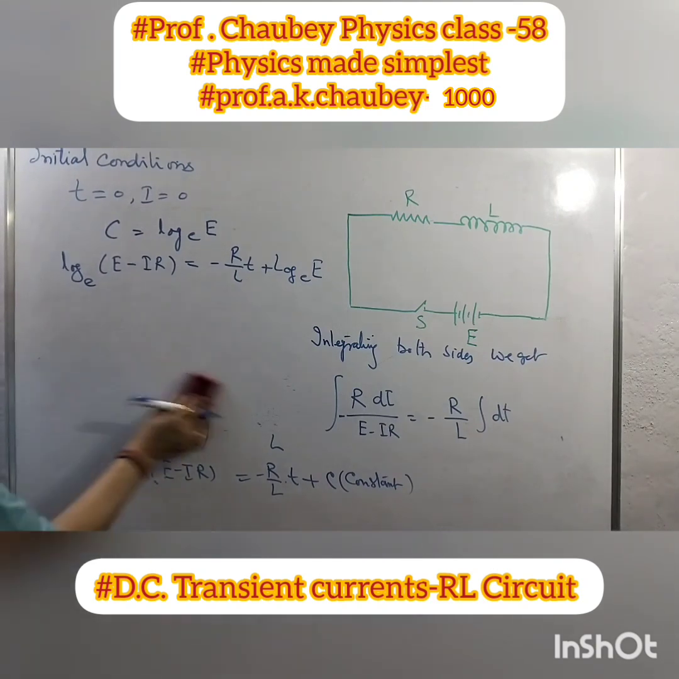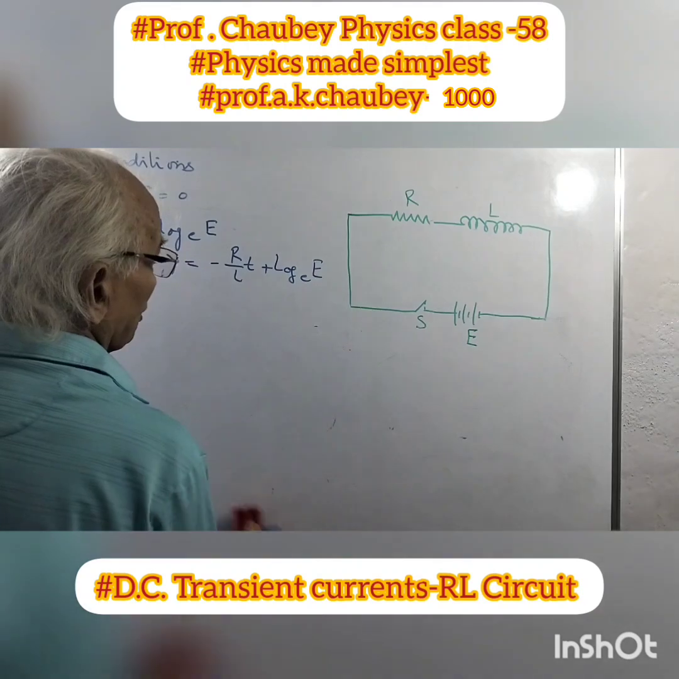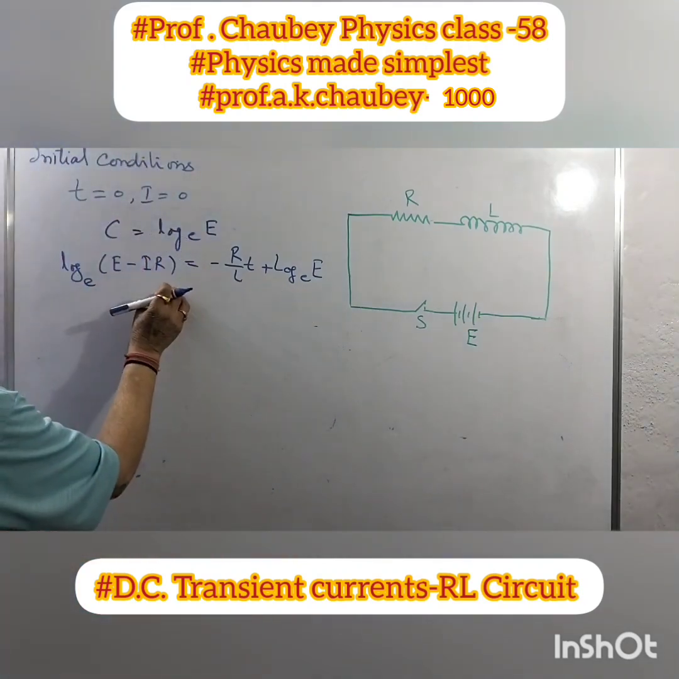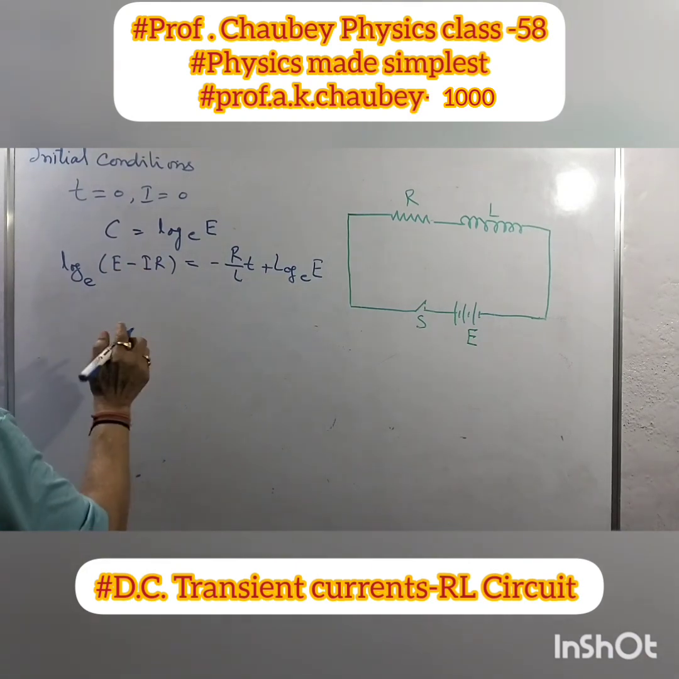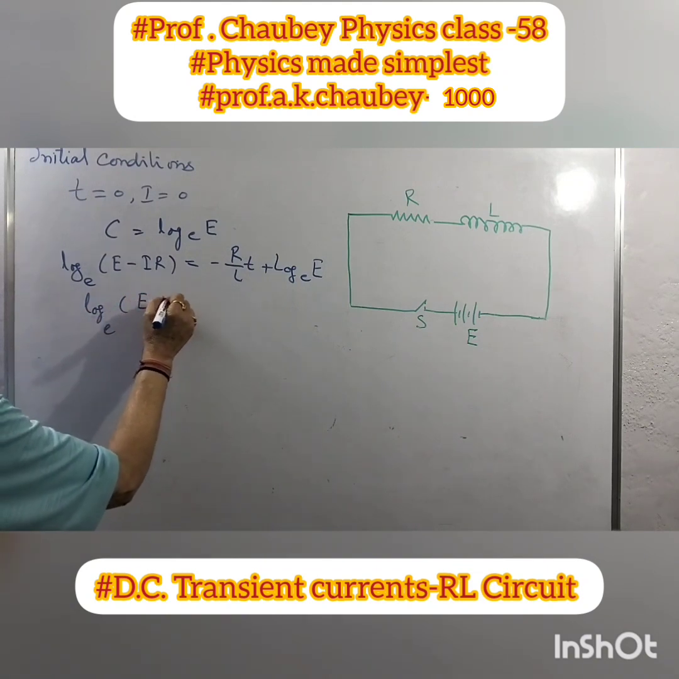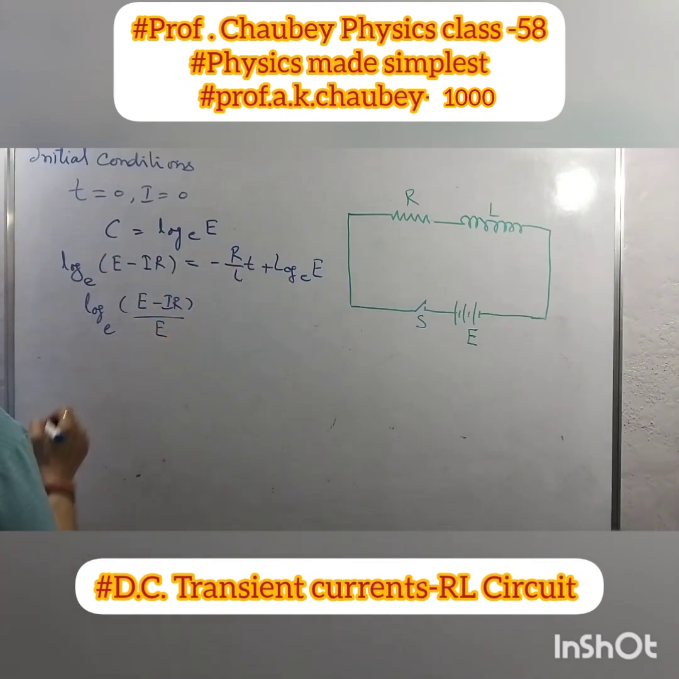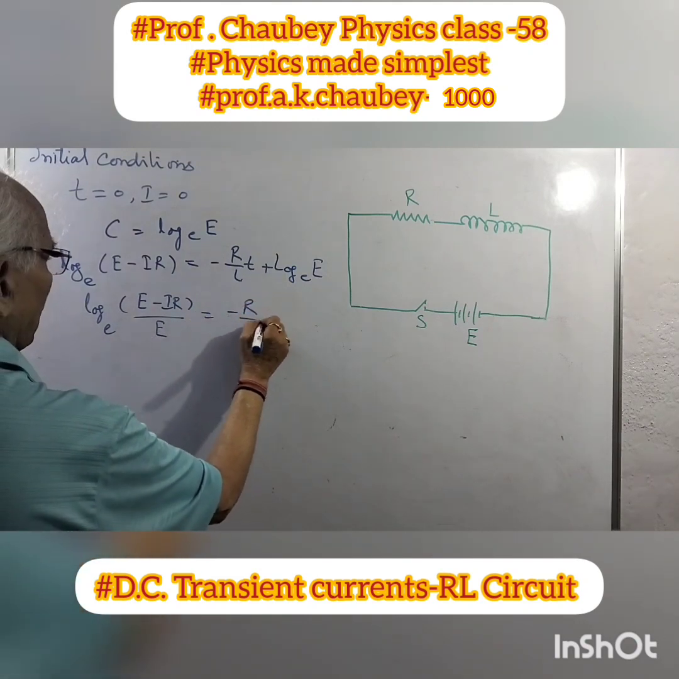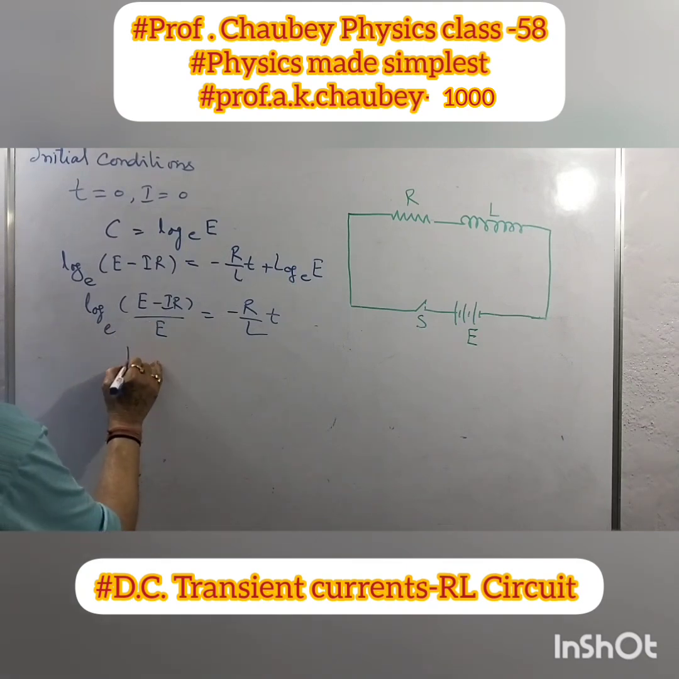So now what you will get? You can take minus on this side, so log (E − iR)/E is equal to minus log E, or like this, division log E is equal to minus R over L into t. So this is simply, you take the anti-log of this or remove the exponential, then this becomes E minus iR.